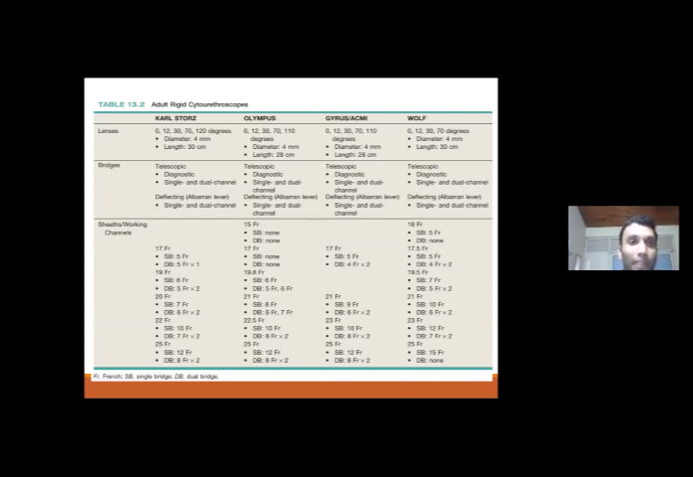These are the different types of cystourethroscope available in our practice, from Karl Storz, Olympus, and Gyrus. The lenses range from 0 to 120 degrees, with a usual working length of about 30 centimeters. The bridges are diagnostic as well as single and dual channel. Then the working sheath ranges from 17 French to 25 French.